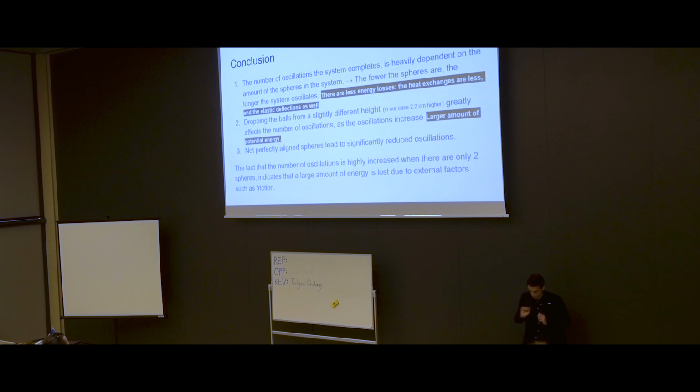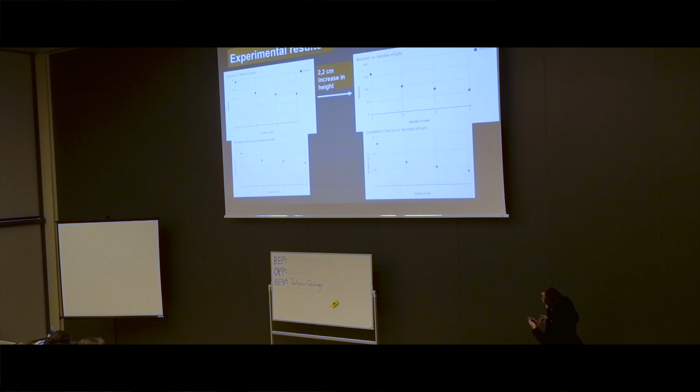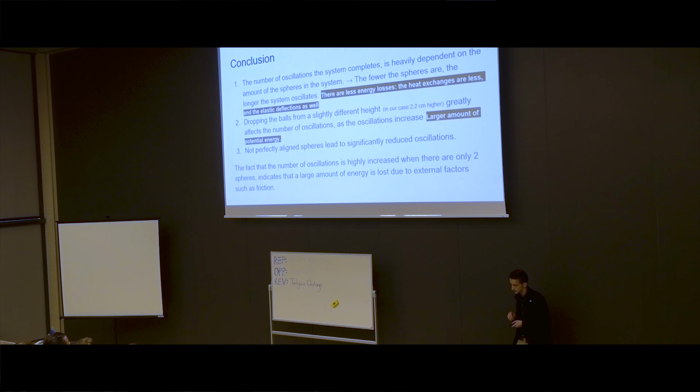Now, our conclusions. 1. The number of oscillations the system completes is heavily dependent on the amount of spheres in the system. The fewer the spheres are, the longer the system oscillates. There are less energy losses, which is very, very important to know, and the heat exchanges are less, and elastic deflection as well. 2. Dropping the balls from a slightly different height, as in the previous case, greatly affects the number of oscillations.